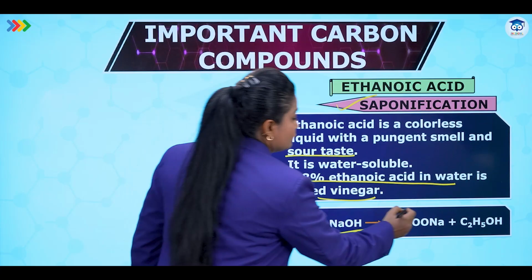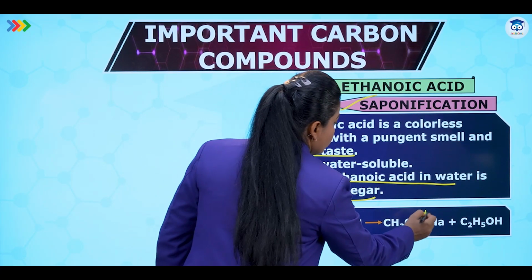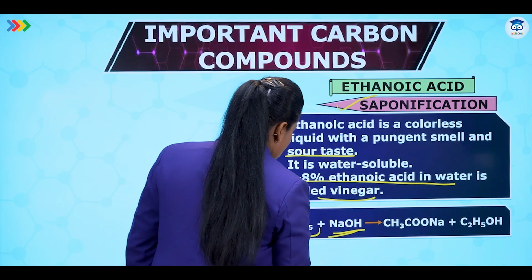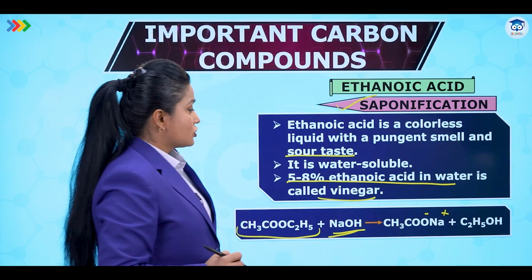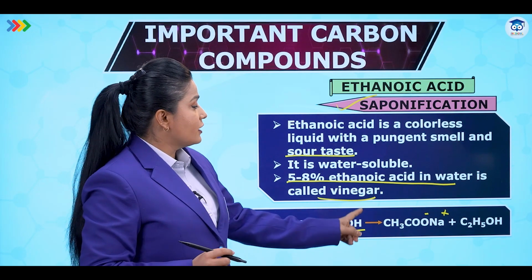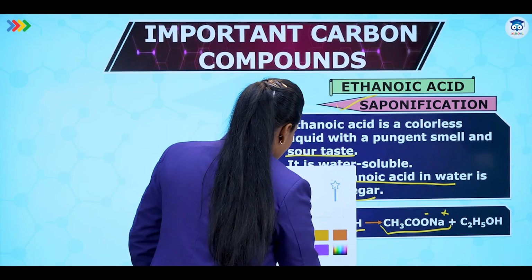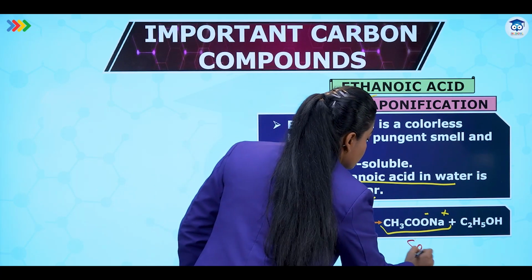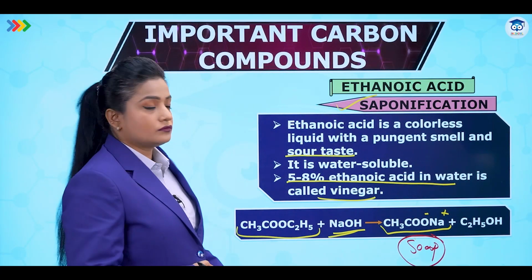What is this salt? It is the sodium salt of the carboxylic acid. Now since sodium is a metal, sodium gets a positive charge and O gets a negative charge. So CH3COO negative, Na positive is formed. Now it is a soap molecule. Hence, this reaction is called saponification.